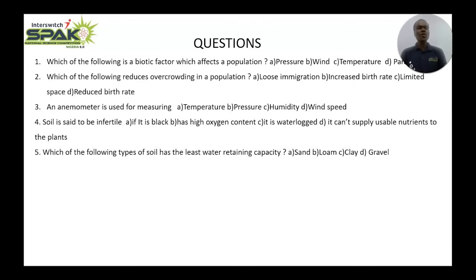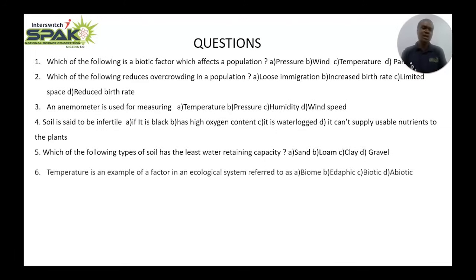Option D. Which of the following types of soil has the least water retaining capacity? A, sand. B, loam. C, clay. D, gravel. Of course, gravel. Gravels cannot retain anything. They are stones, so as you pour water in, water will move down. It will be followed, of course, by sandy soil. But the appropriate answer here is option D. Gravel will not be able to retain much moisture.